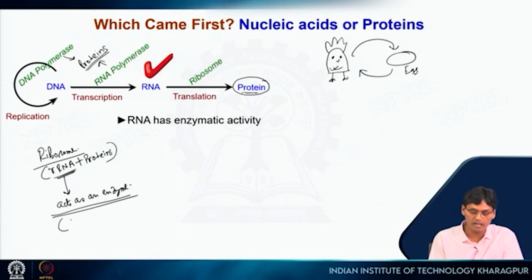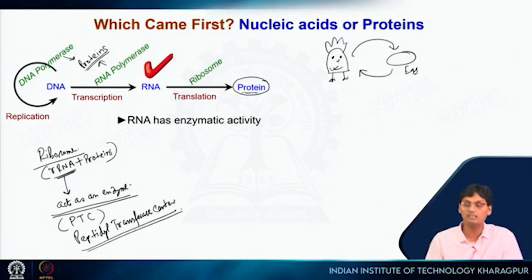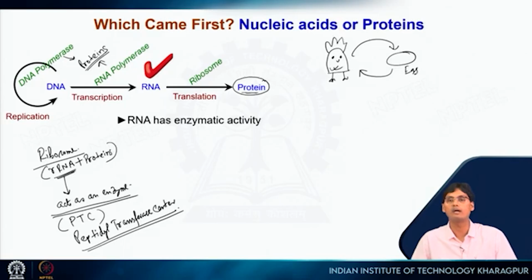Particularly, we say PTC, peptidyl transferase center. So this is the region of ribosomal RNA that catalyzes the reaction. Particularly, I would like to mention here that this is such a fundamental step, protein synthesis, but it is being catalyzed by some non-protein enzyme. Protein is not involved there.